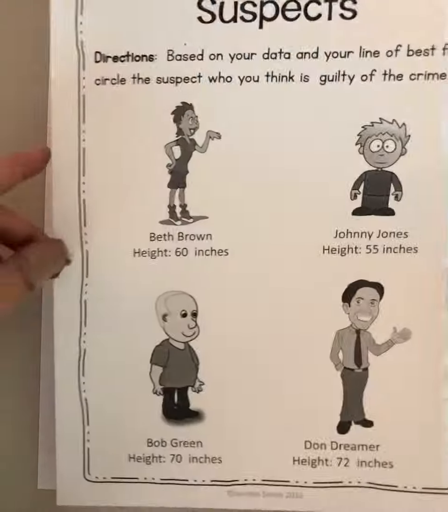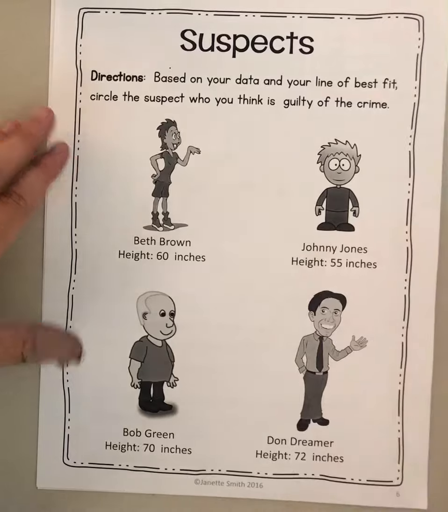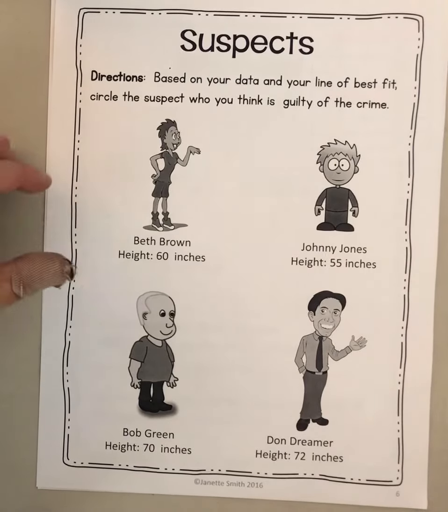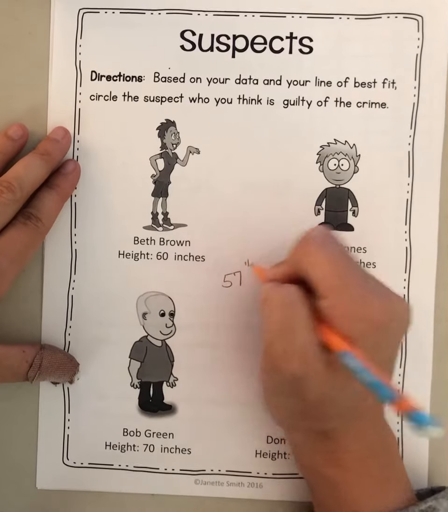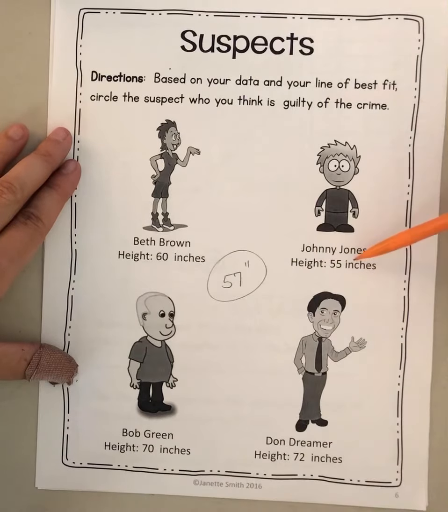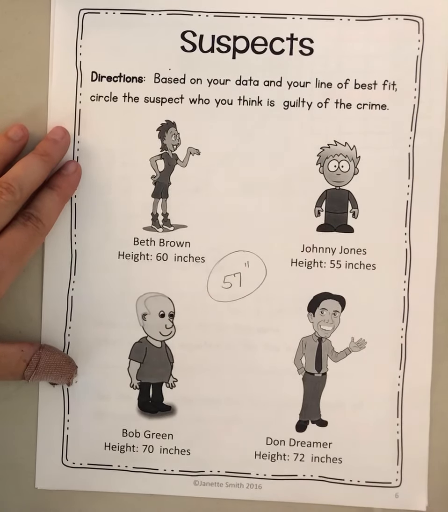Let's look at our suspects. Who would you guys like to put in jail? We've got, remember, we're looking for somebody who's 57 inches. Johnny Jones is 2 inches away from that. Beth Brown is 3 inches away from that. So we're between Johnny Jones and Beth Brown. Which one are you gonna pick?